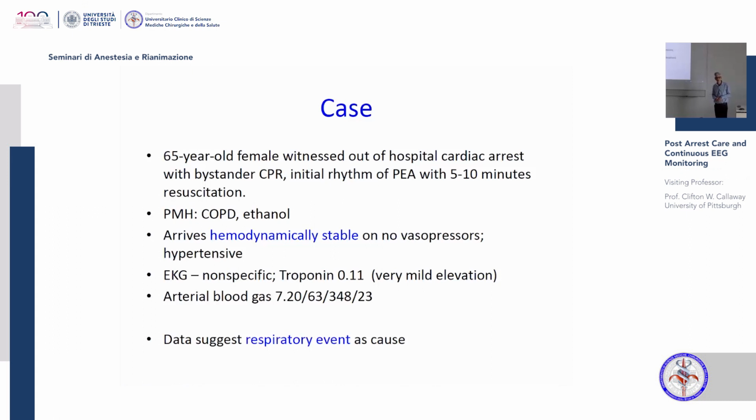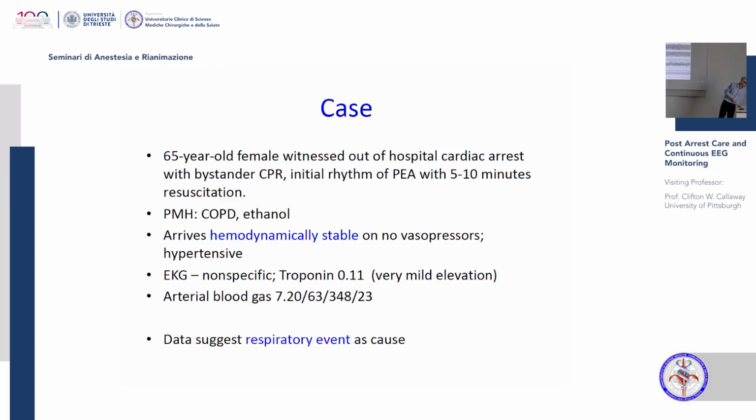It looks like this. There's a case very typical for status myoclonus. It's a 65-year-old woman with lung disease, COPD, and she had a cardiac arrest. It was not shockable, and she got pulses restored relatively quickly and doesn't have any signs of cardiac disease. It looks like it was a respiratory event. She had high carbon dioxide and probably had hypercapnic respiratory failure leading to her cardiac arrest.